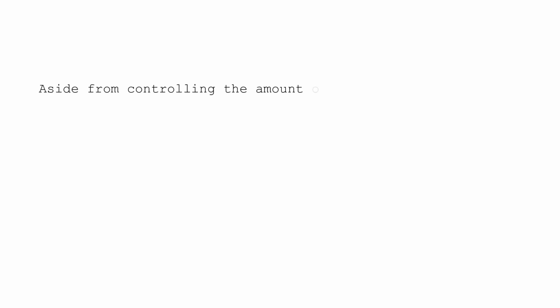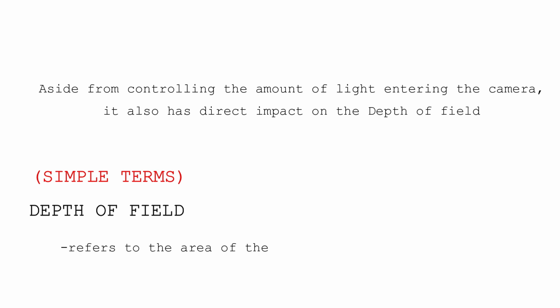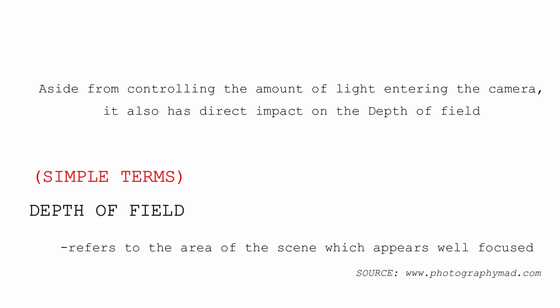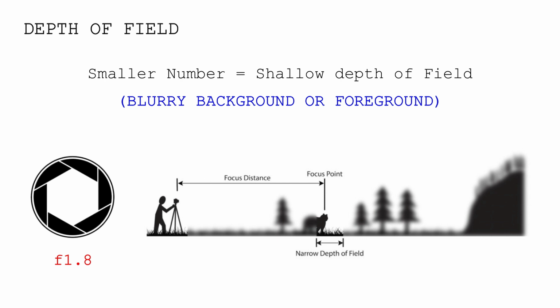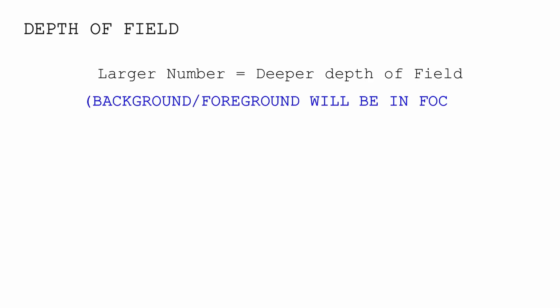Aside from controlling the amount of light entering the camera, it also has a direct impact on the depth of field. In simple terms, depth of field refers to the area of the scene which appears well focused. The smaller the number, the shallower the depth of field, meaning more blurry foreground or background. The larger the number, the deeper the depth of field, meaning foreground and background will be in focus.